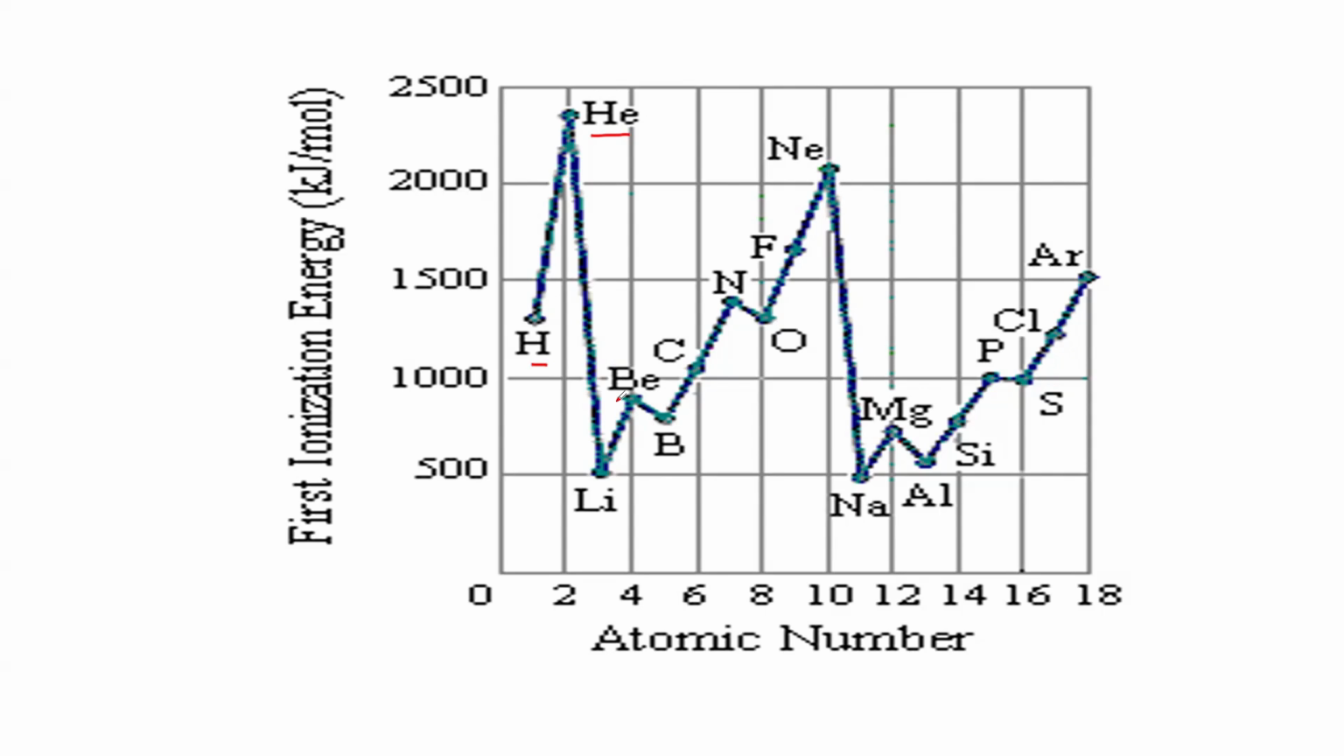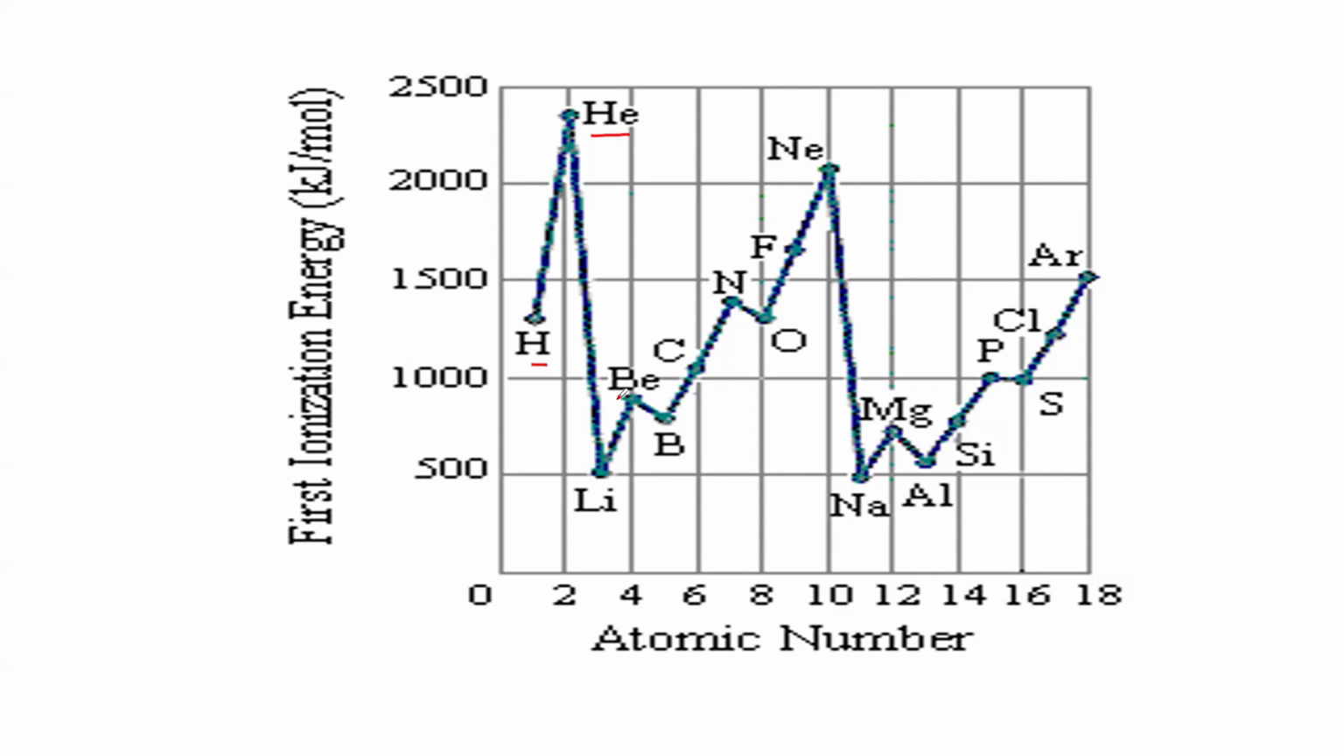Because look at it, beryllium is in group 2, boron is in group 3. So you see, beryllium comes before boron. So why is it that the ionization energy of beryllium is higher than the ionization energy of boron? And also in the case of oxygen, why is it that the ionization energy of nitrogen is higher than the ionization energy of oxygen?